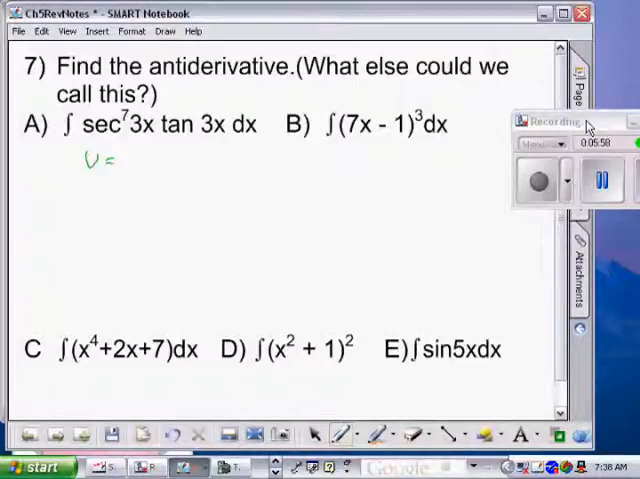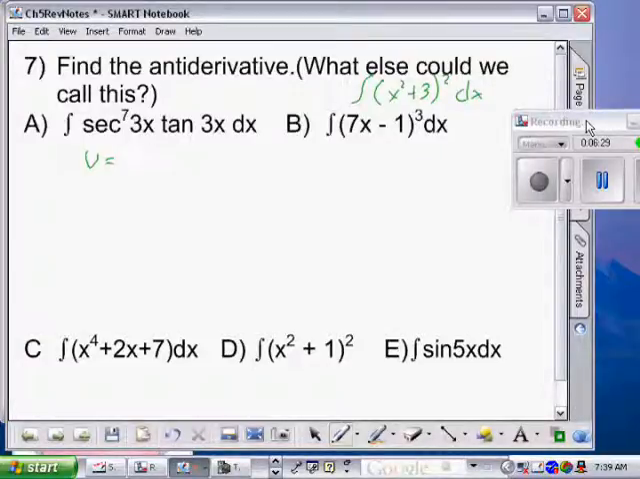The borrowing ones? Yeah. The one where you have to FOIL would be something like this. If I did x squared plus 3 squared, that one would have to be FOILed out. Because if I take the derivative, if I try to use u as x squared plus 3, the derivative of that is 2x, and I don't have an x on the outside of it. I just have dx. So I would have to FOIL that one out.